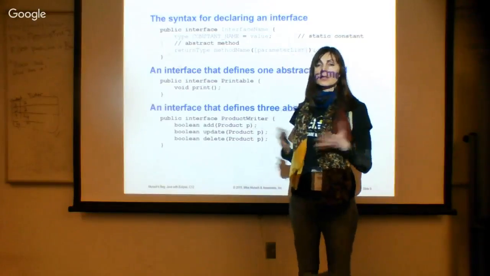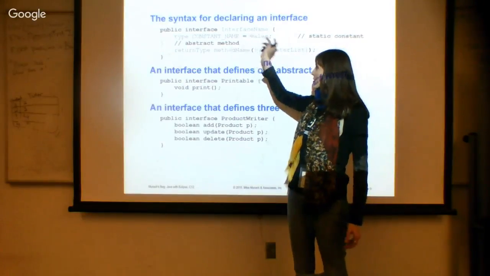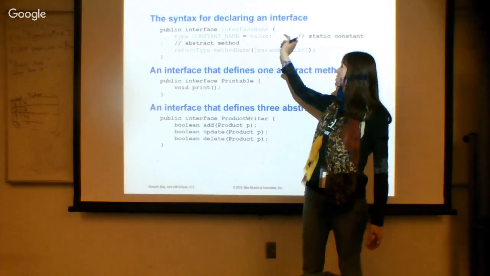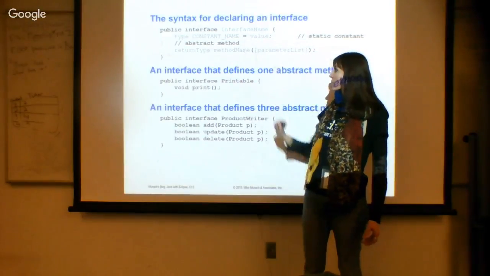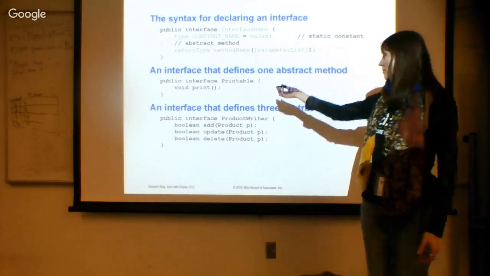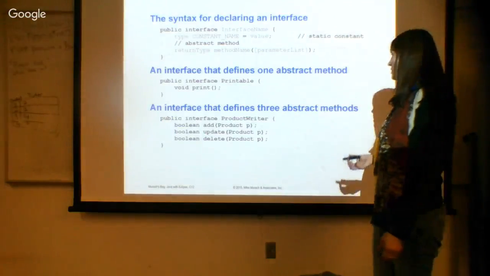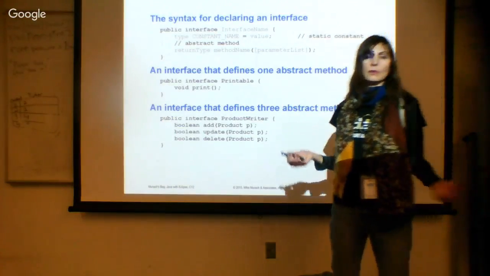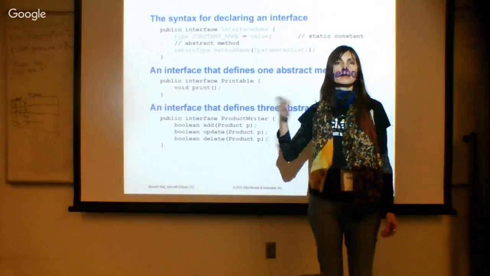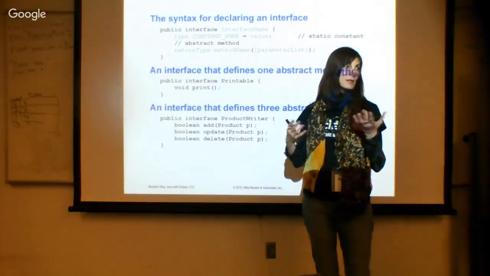So the syntax for declaring an interface is going to be the interface name. You can have your constant names here. So these are static constants and abstract methods. For example, the Printable interface, and also you can have multiple methods, as in the second example. The ProductWriter would have add, delete, and update.